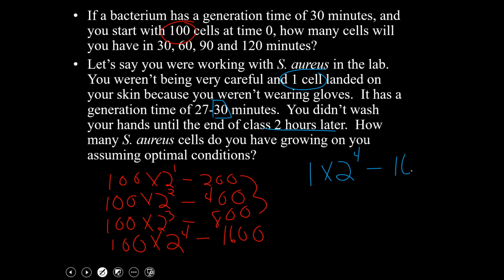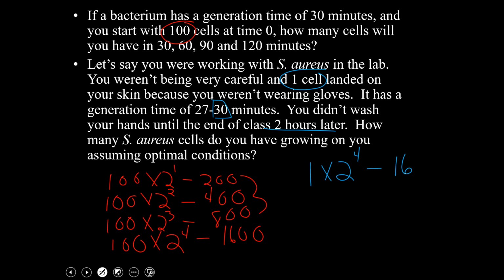And so that would mean you would have 16 cells even though you only started with 1 cell a couple of hours before that. Now, here's the other thing that I want you guys to think of, and it's why we talk about contamination so much in the lab. You never end up with just 1 cell landing on you if you have an accident.